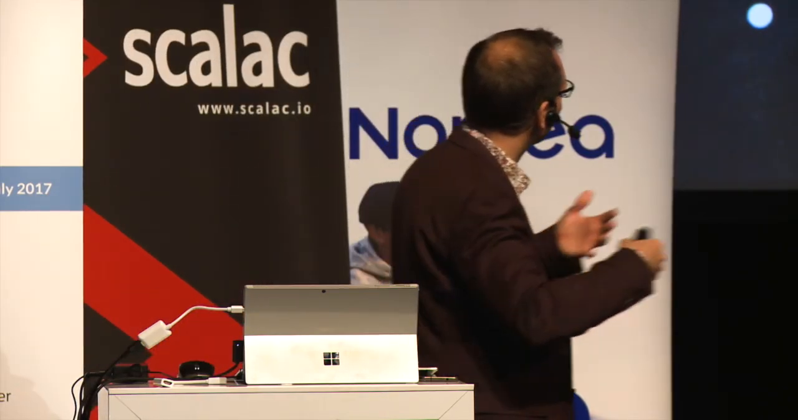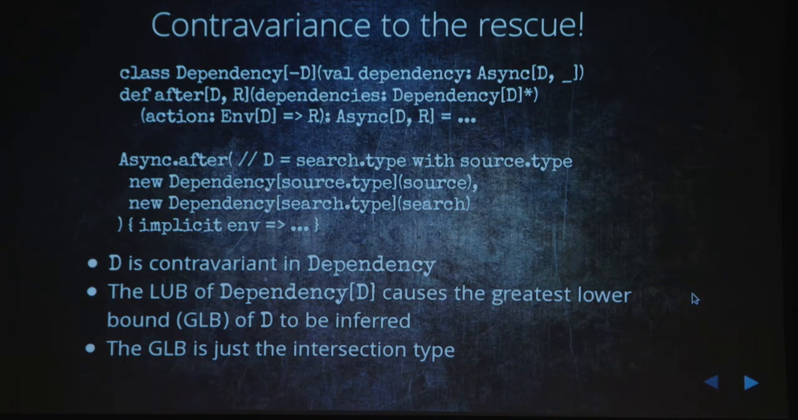So what we use this little trick for is to find the best type the compiler can find that is a subtype of all of these types here. So what we get is the result here. Search.type with Source.type, exactly what we wanted. And all we had to do was write new Dependency and specify the type there.